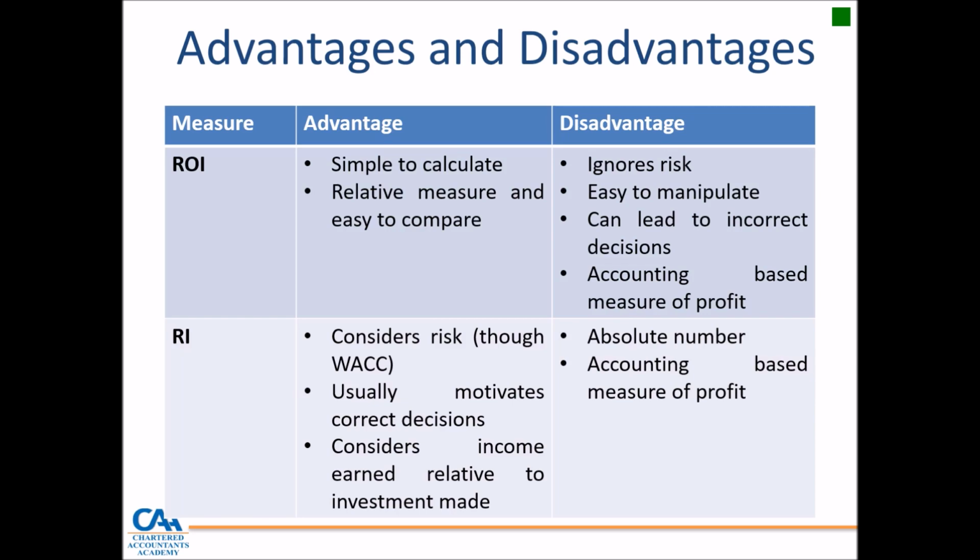So I'm able to make a decision based on the relative measure, which is a percentage. Now, the biggest disadvantage of return on investment is it ignores risk. Number two, it is easy to manipulate. So if I want to obtain a higher return on investment, I need to manage my investment. And how do I manage my investment?